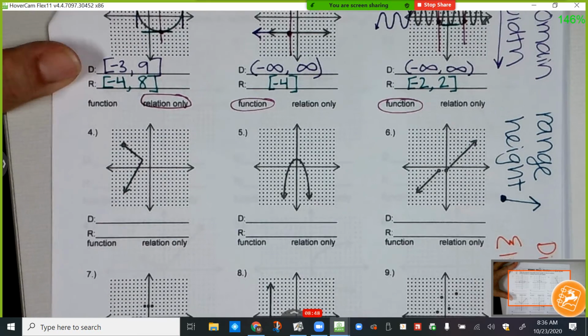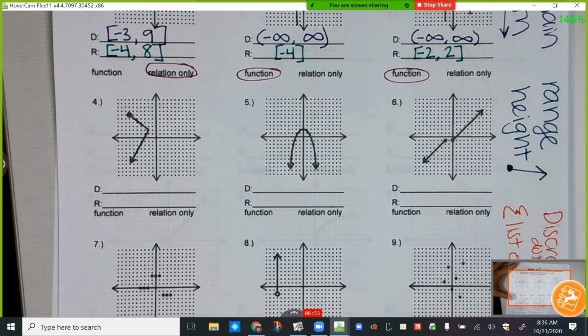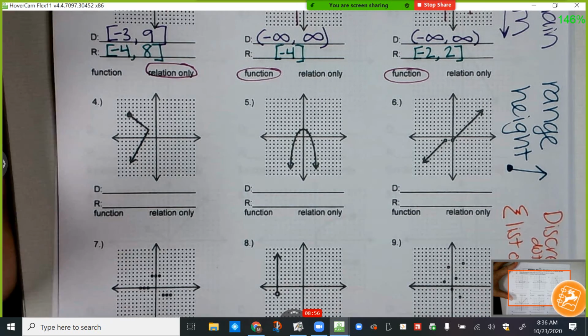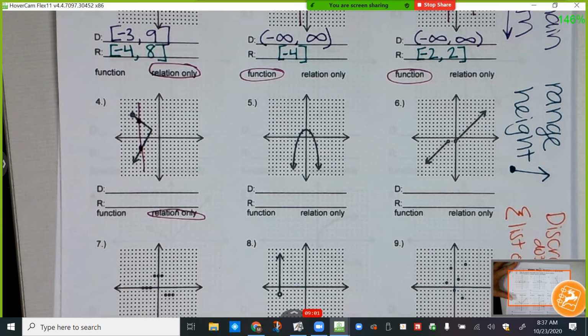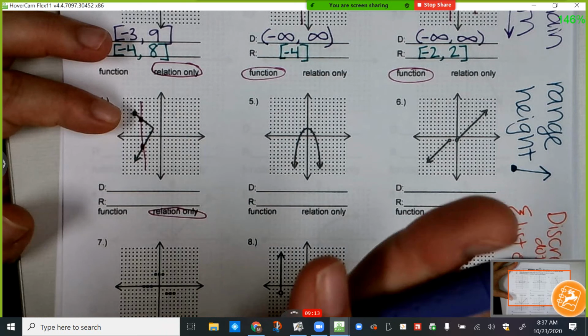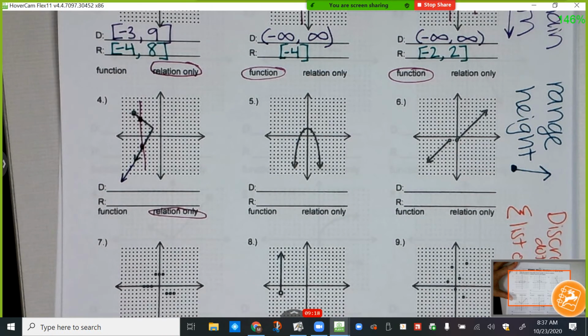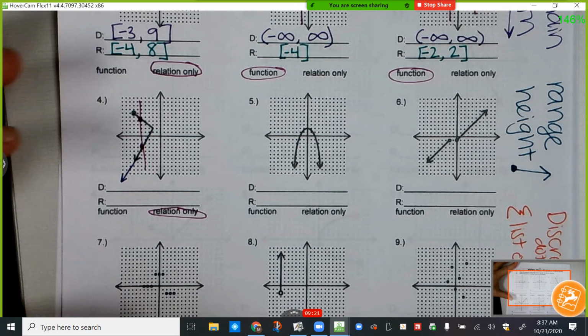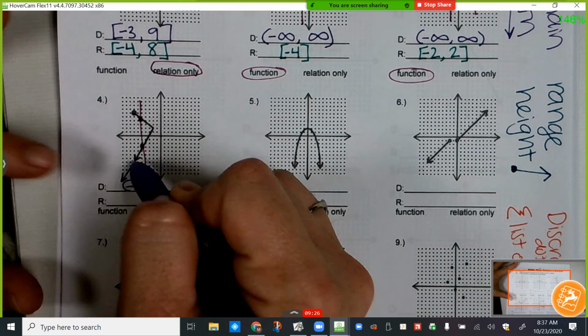Okay, so let's look at number 4. So first off, is this a function or a relation only? Relation only. Because if I drew a line here, it touches more than once. So it is not a function. So let's think about domain, side to side. Now, this has an arrow down here. This has a solid dot, so that's not going to move, right? But this arrow means that this direction is going to keep going. So what is the farthest left this goes? Negative infinity, because we're going to the left. Because of that bottom piece, it is going to keep going left.